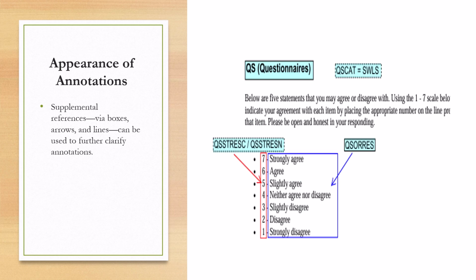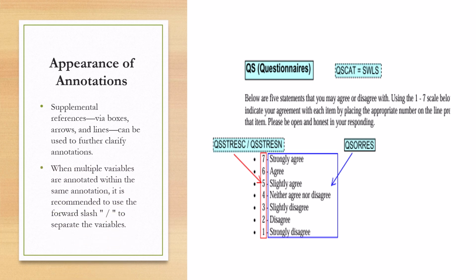The next is that supplemental references via boxes, arrows, and lines can be used to further clarify annotations. This method should be limited or avoided when not necessary. Here you can see in this example for the questionnaire form for the SWLS category that a blue arrow and a blue box are used to annotate the QSORRES, whereas the red line arrow and the red rectangle box are used to annotate the QSTESTCD and QSTEST variables of QS.